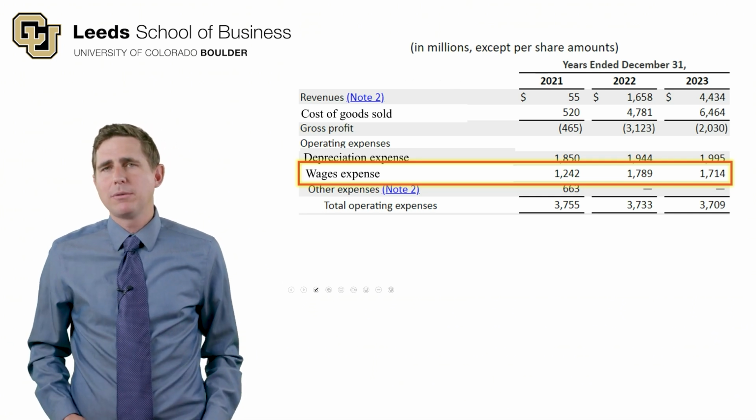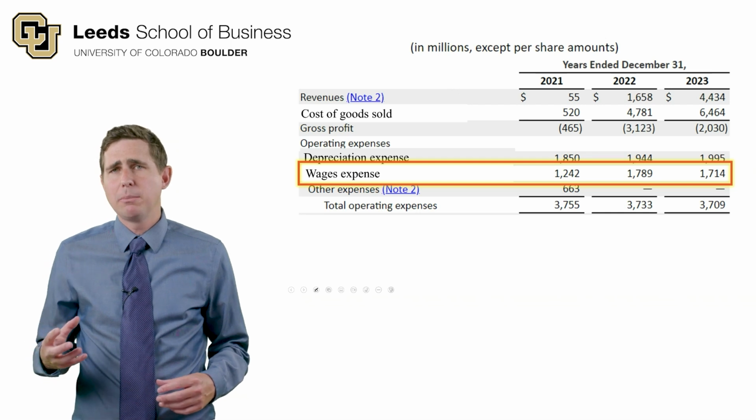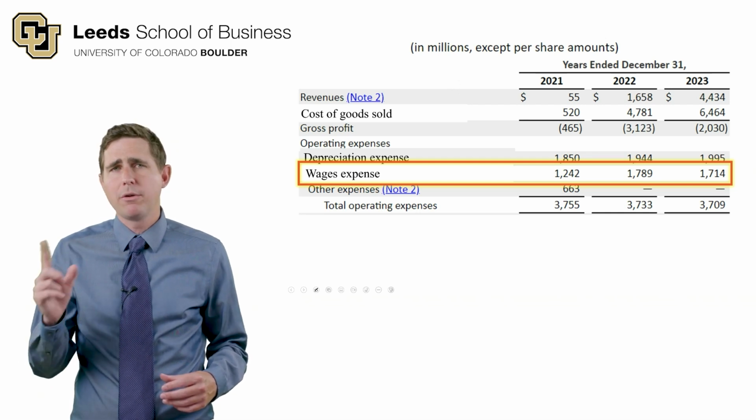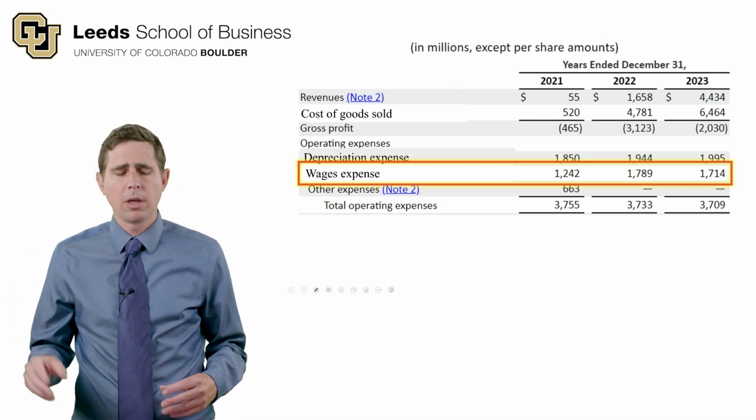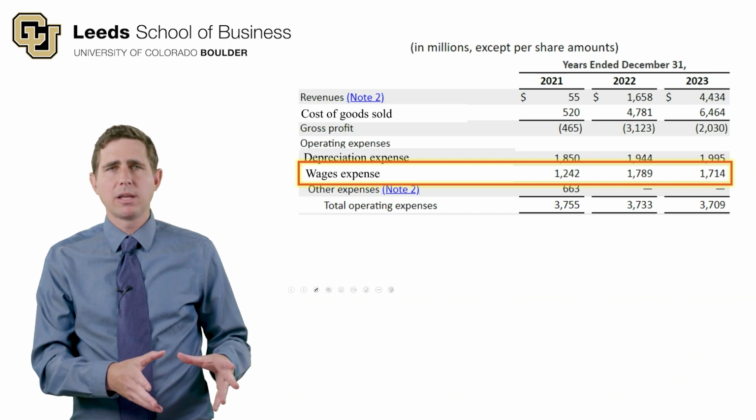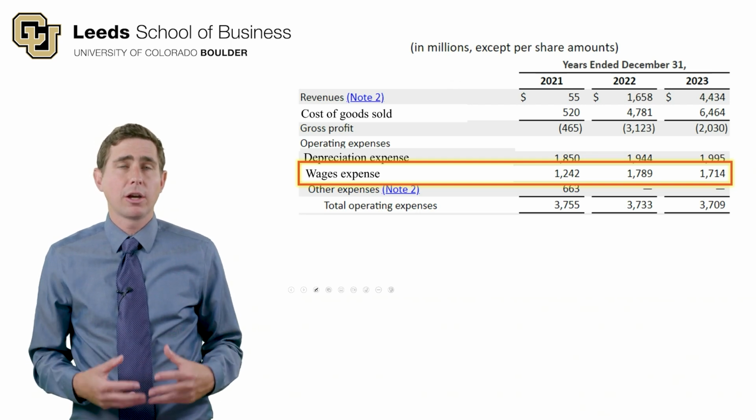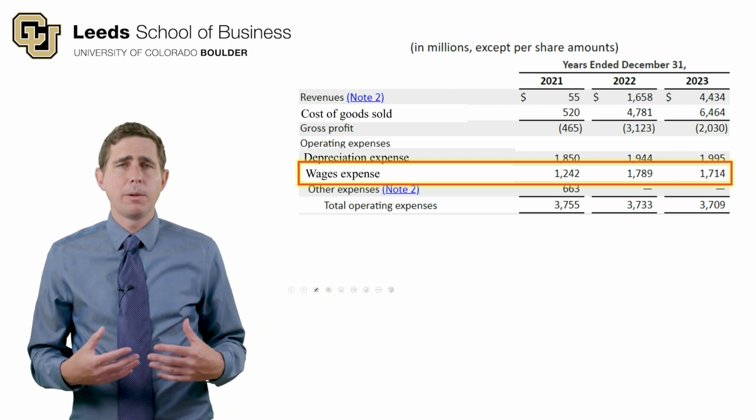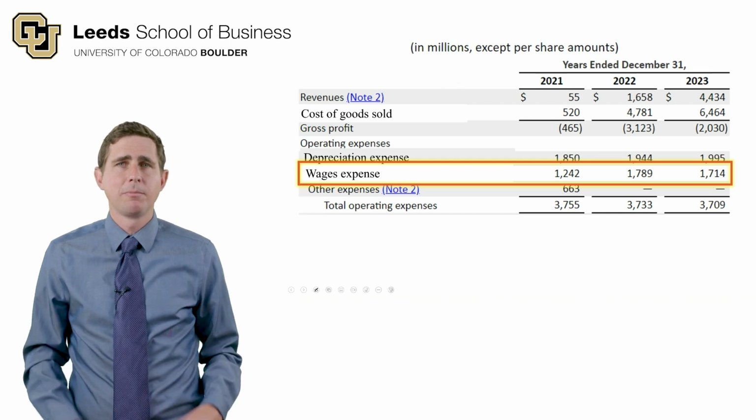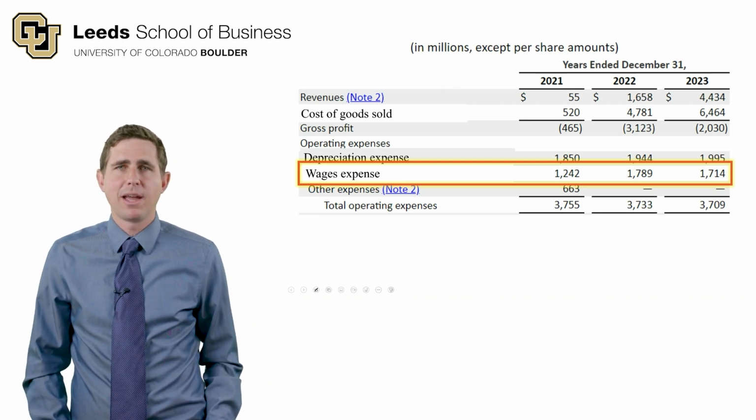Now, it's not the amount paid to the employees, it's the amount the employees earned over the period. So whether or not the company has paid the employee, they will recognize wage expense on their income statement to reflect the cost incurred for employing employees during the period of time presented on the income statement.